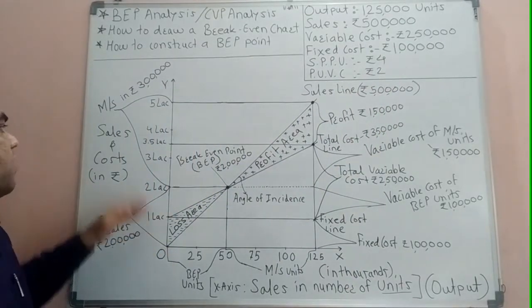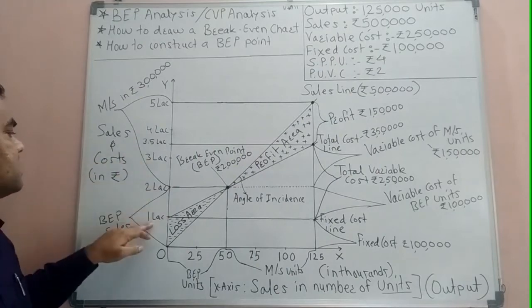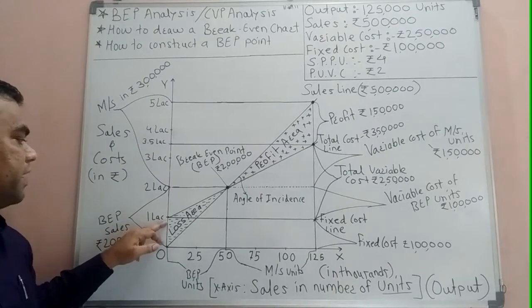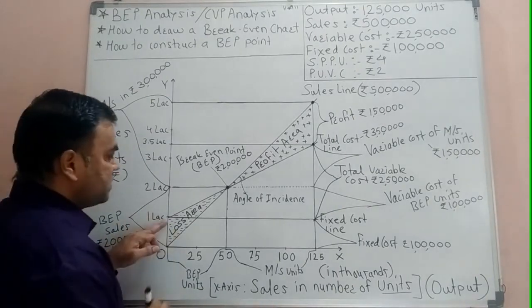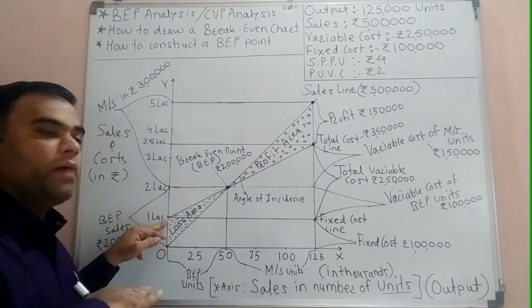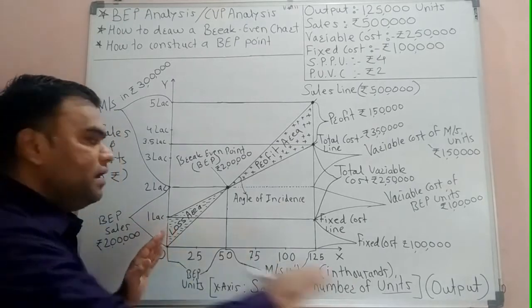So we have to show the cost on the y-axis, and how much is the cost? It is 1 lakh. So the first point, this is our fixed cost, 0 to 1 lakh. Fixed cost for how many units? Whatever units you manufacture, the fixed cost of 1 lakh rupees will remain the same.